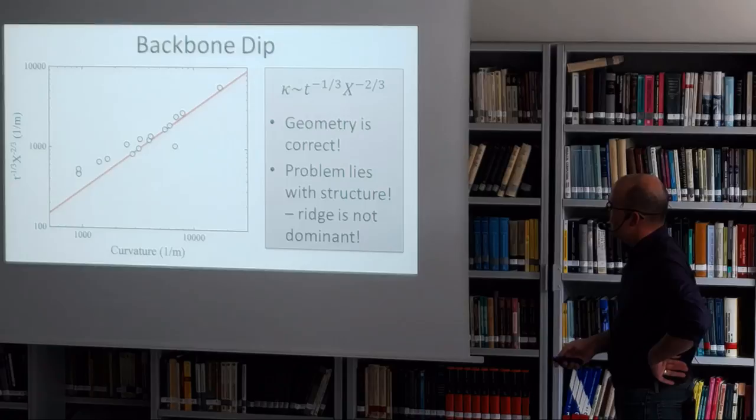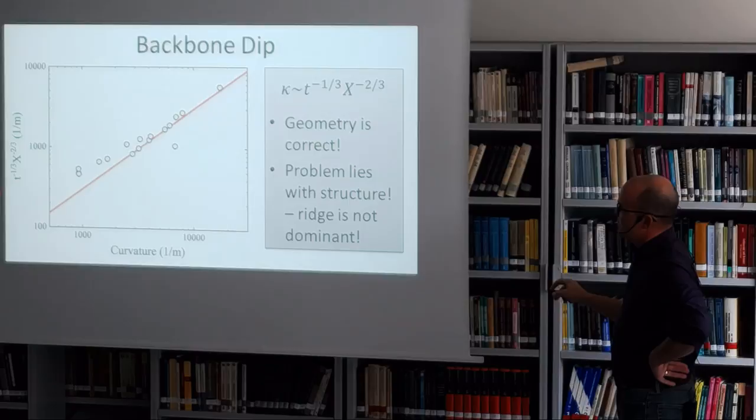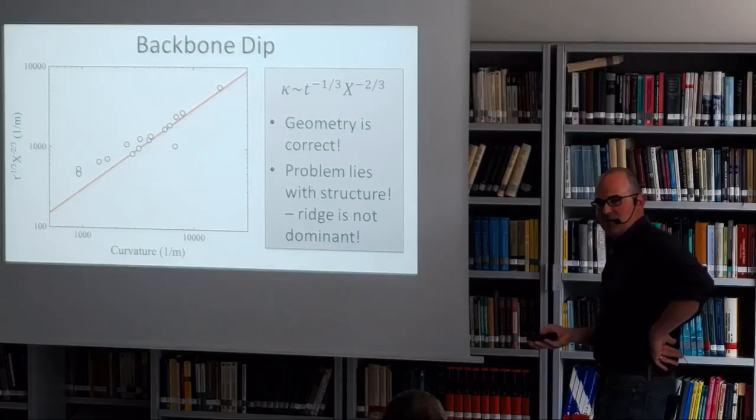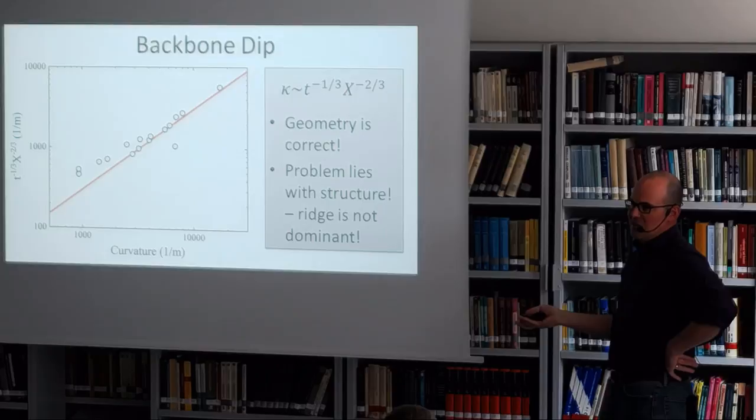So one way of looking at that is, say, plotting the curvature versus the prediction. And again, we get a perfect linear correlation there. So that's nice. That means the geometry is exactly like people expect it. But the force is not. So there's other details that are going on there.